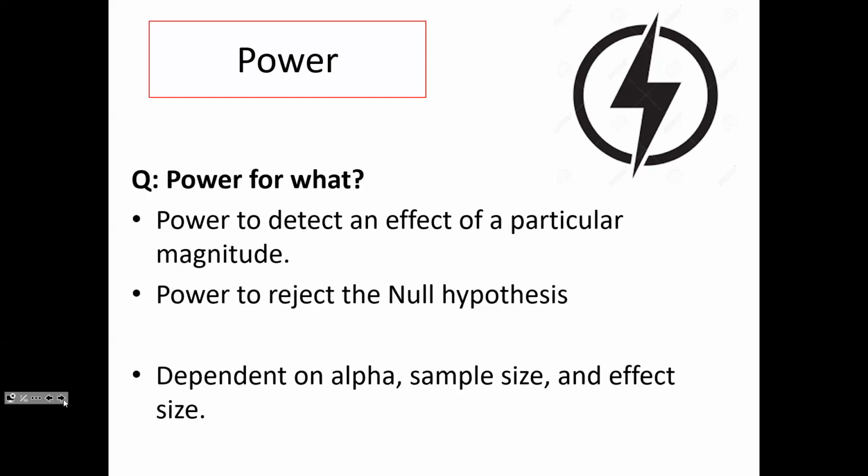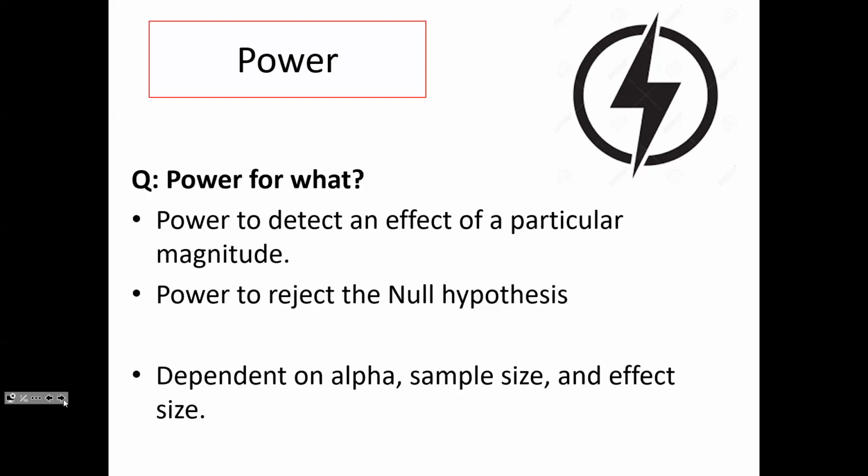But the thing that's really important to remember when you start thinking about power, and somehow I think this gets lost in the shuffle sometimes, is that power is about the power to detect a particular effect, or the power to reject a particular null hypothesis. So you can't just say, do I have enough power for this model? Because then the question is, well, what do you mean by that? Which effect do you want to know if you have adequate power to detect?